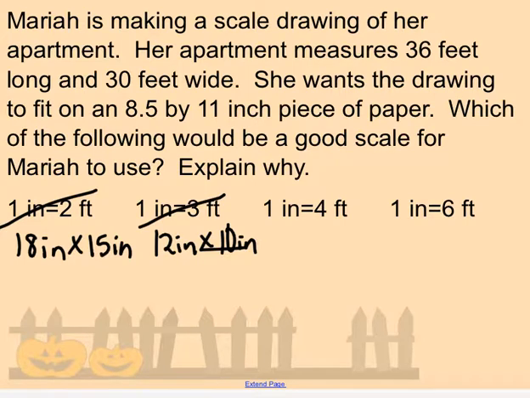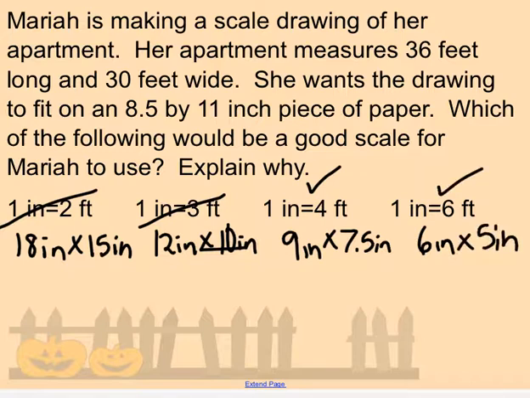1 inch to 4 feet. The 36 feet is going to be 9 inches on the drawing, and the 30 feet, well, 30 divided by 4 is about 7.5 inches. Although really large, it would actually fit on the page. It would just be a really big drawing, so that is a possibility. And lastly, 1 inch to 6 feet would be 6 inches by 5 inches. Also would fit on the page.